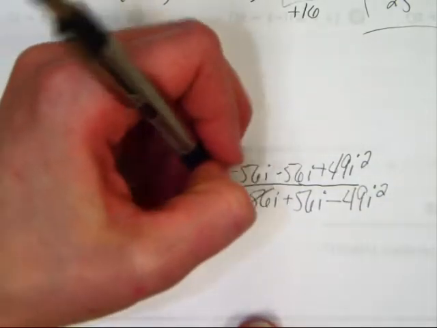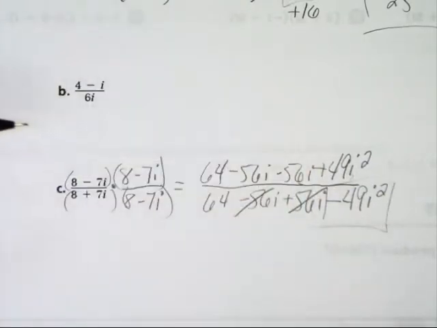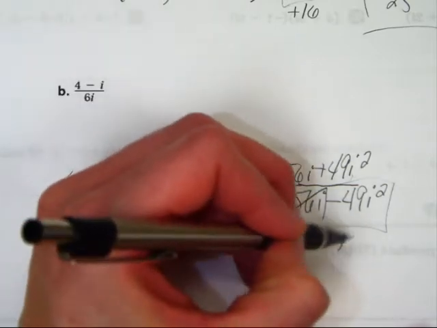They cancel out. And that always happens when we use a conjugate. And talk about a minus 49i squared for me. Turns into plus 49. That is correct.